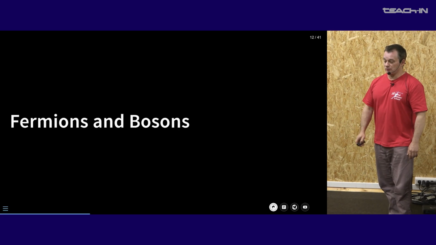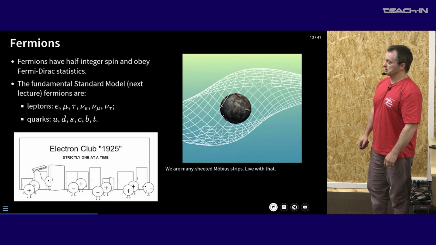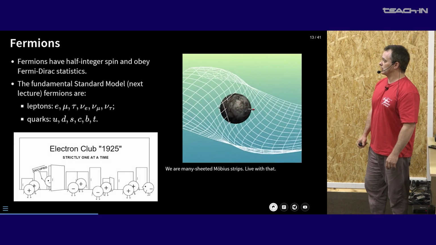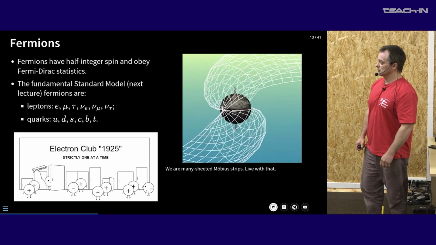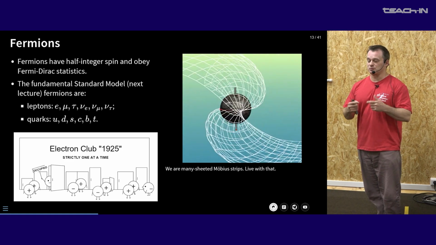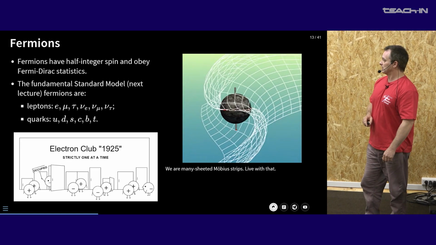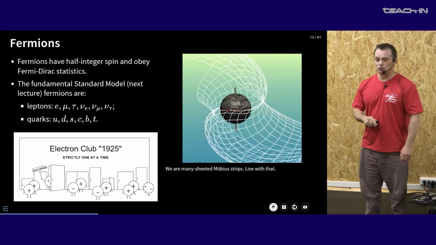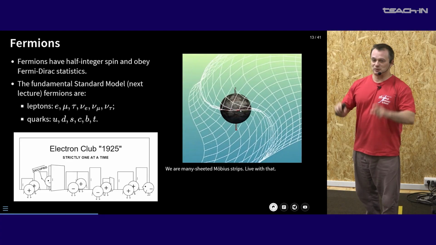Now let's talk about fermions and bosons. Fermions, as I said, have half-integer spin, and they obey Fermi-Dirac statistics, which means that if you have 2 fermions with the same quantum numbers, like spin aligned in the same direction, then they cannot occupy the same space. It is depicted here in this nice cartoon drawn for me by Marina, who is making pictures.